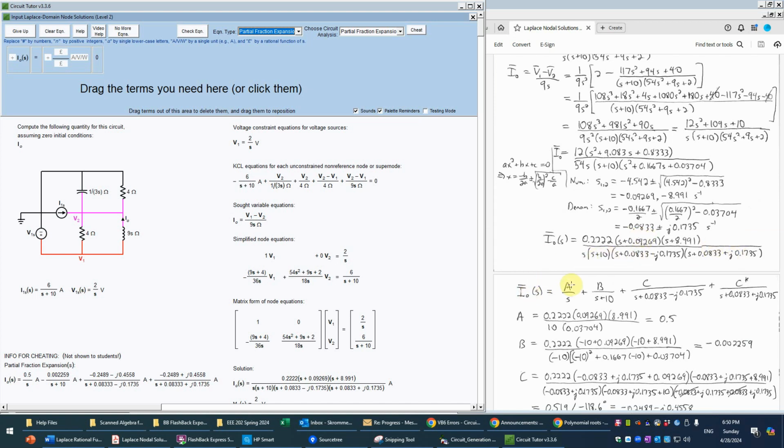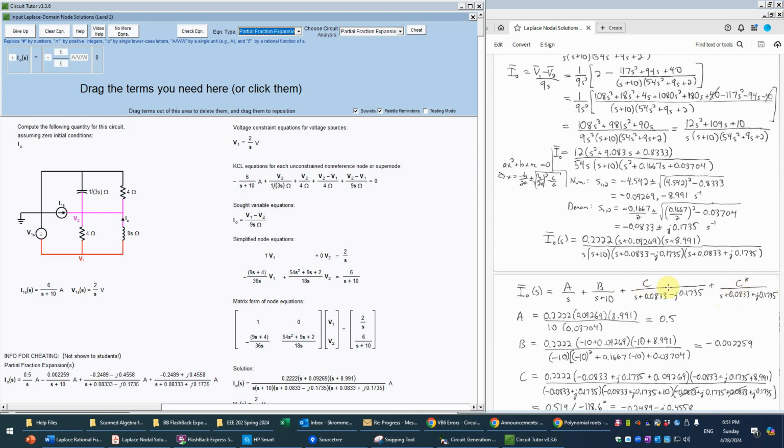So we have, I'll call it A over S plus B over S plus 10, and then for this term, I'm going to call that C. And notice that I'm calling that C because this is the term that has the form S plus alpha minus J beta, which is the one that you want to associate with C for purposes of doing the inverse transform, which I'm already anticipating. The other term involves the S plus 0.0833 plus, and that's the S plus alpha plus J beta. So its coefficient will be the complex conjugate of this, but this is the one we're going to label C. And this is C conjugate.